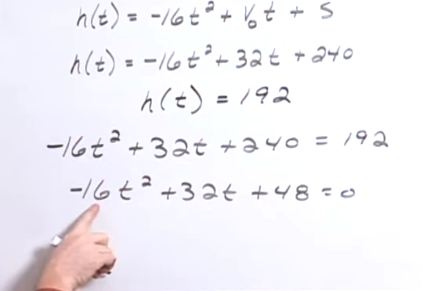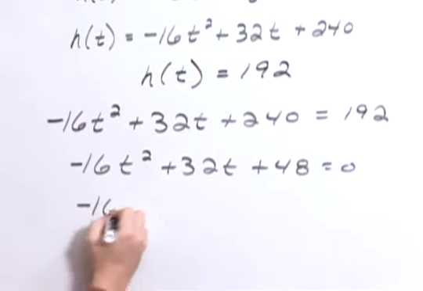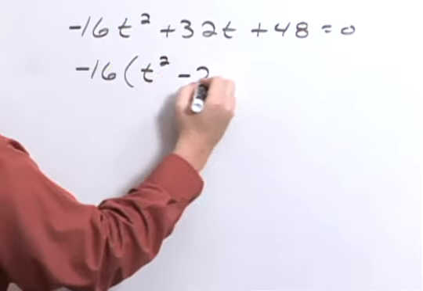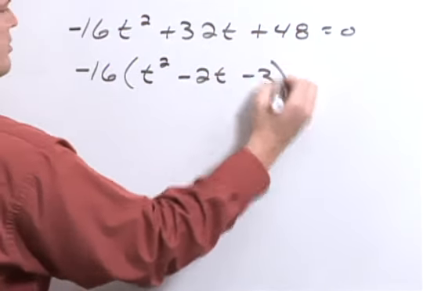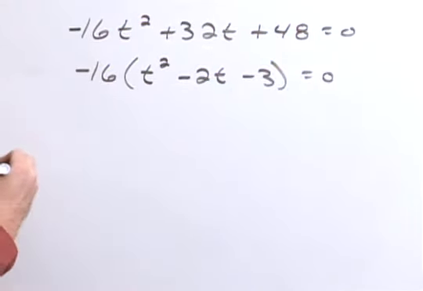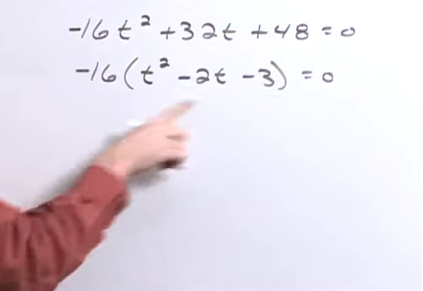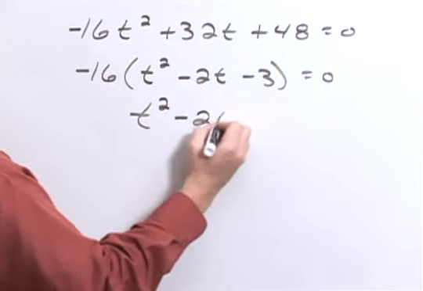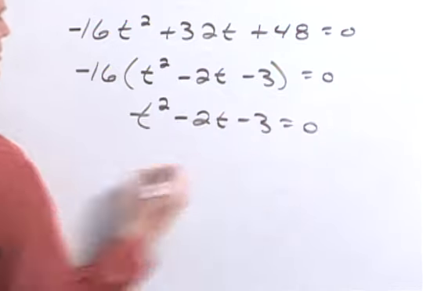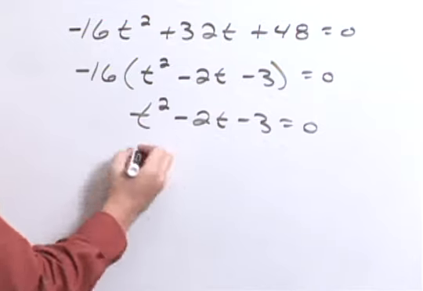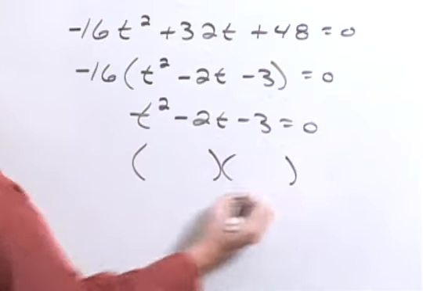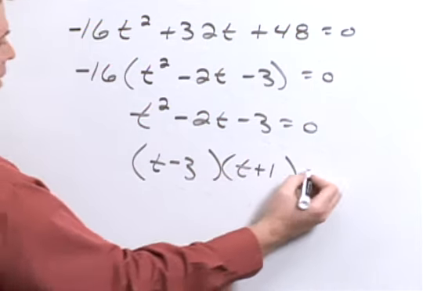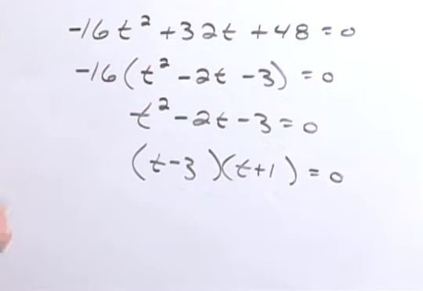Again, I can clean it up like the previous one by factoring out a negative 16. That will leave me t squared minus 2t minus 3 equals 0. I can eliminate the negative 16 by dividing both sides by it, giving me t squared minus 2t minus 3 equals 0. Next, let's factor this. This will factor to t minus 3 and t plus 1, again equal to 0.